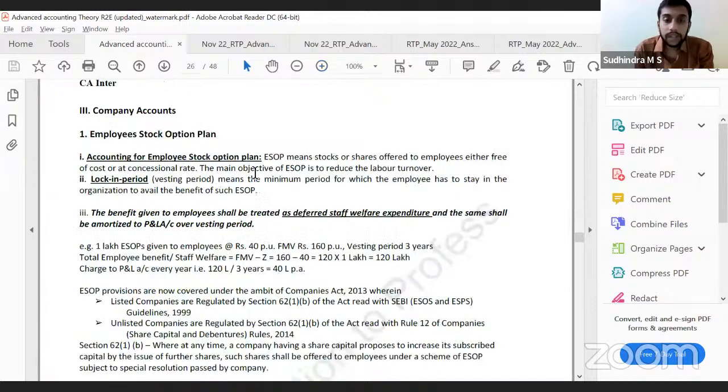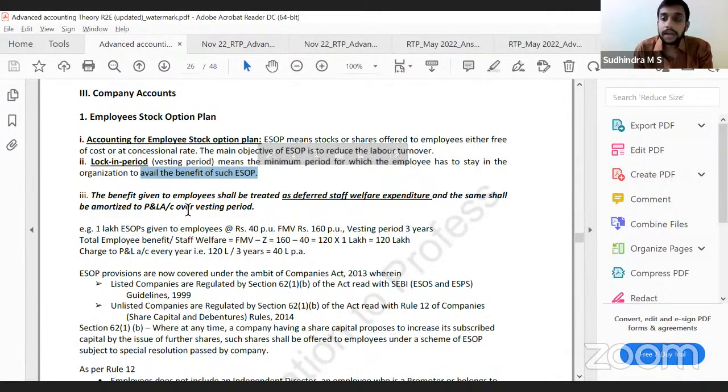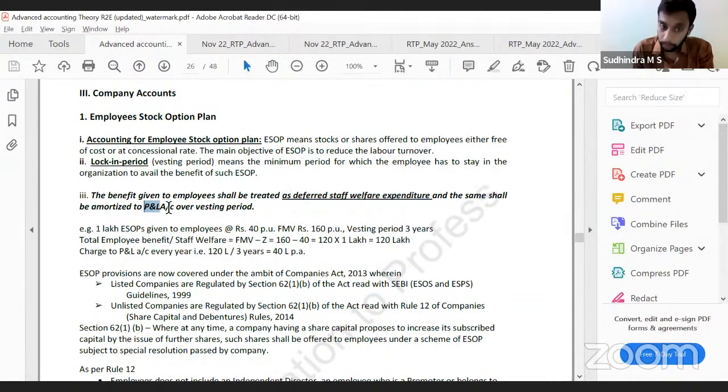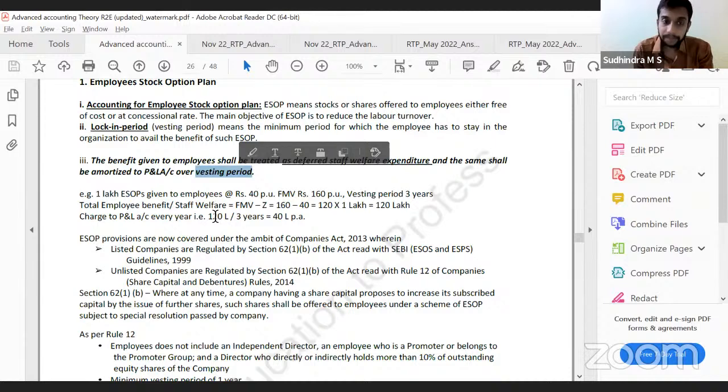ESOP means stock options offered to employees either at cost or a concessional rate. Main objective is to reduce labor turnover. So what is lock-in period? Minimum period for which the employee has to stay in the organization. This is not lock-in period, this is vesting period. The benefit given to the employees shall be treated as deferred staff welfare expenditure and the same shall be amortized to P&L over the vesting period.